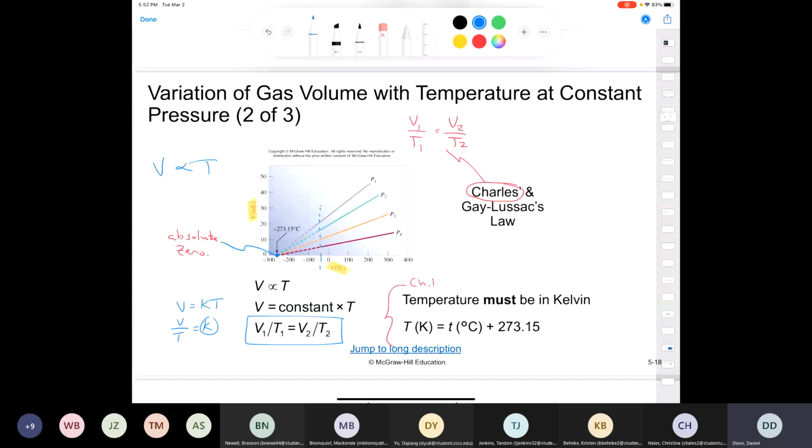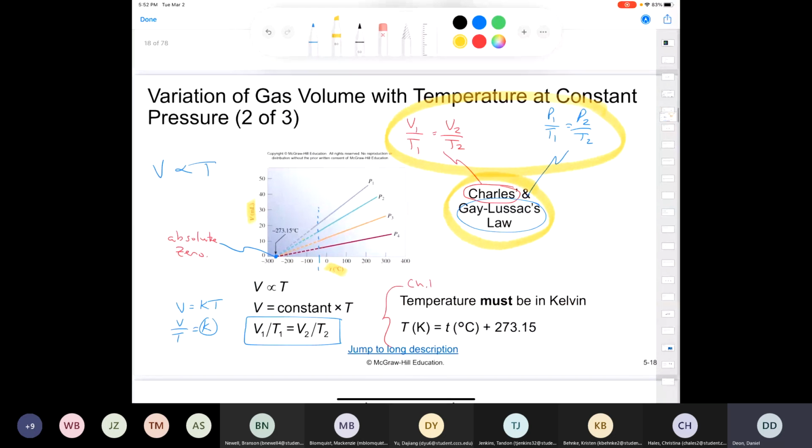What they call Gay-Lussac's law in Chemistry 101 is P1 over T1 is equal to P2 over T2. In our class, in the Chang textbook, he calls both of these laws Charles and Gay-Lussac's law, so he gives them both the same name, which is kind of goofy. It makes it harder to separate in your mind. So sometimes I might call this one Charles' law, and this one Gay-Lussac's law, but the main thing is that you understand the relationships.